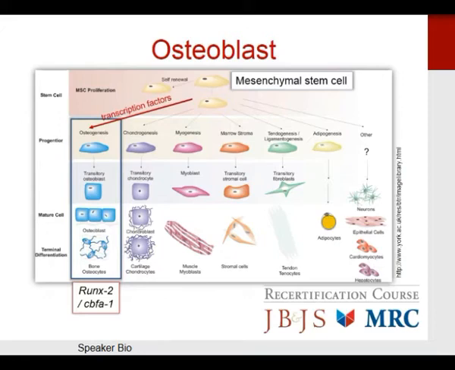So RUNX2 and CBFA1, this is the multifunctional transcription factor that directs the mesenchymal stem cell to the osteoblast lineage. It's important to remember that both RUNX2 and CBFA1 are important, as well as Osterix and ATF4. In the absence of RUNX2 and OSX, no osteoblasts are formed.